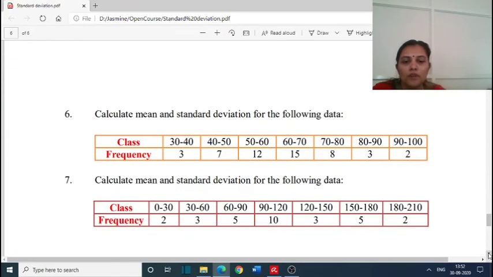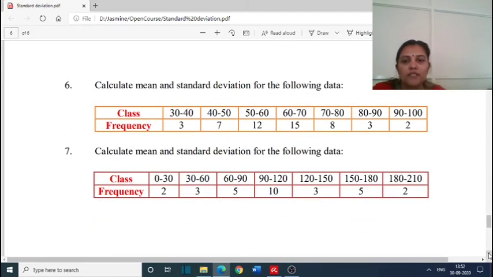Now we have two problems. Calculate the mean and standard deviation for the following data. First class is 30, 40, so x is 35. Next one 40, 50, so 45. 50, 60, so x is equal to 55. Next class is 60, 70, so x is equal to 65. 70, 80, x is equal to 75. 80, 90, x is equal to 85. 90, 100, x is equal to 95.